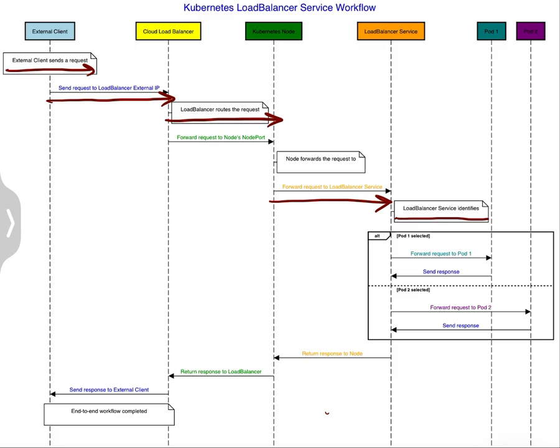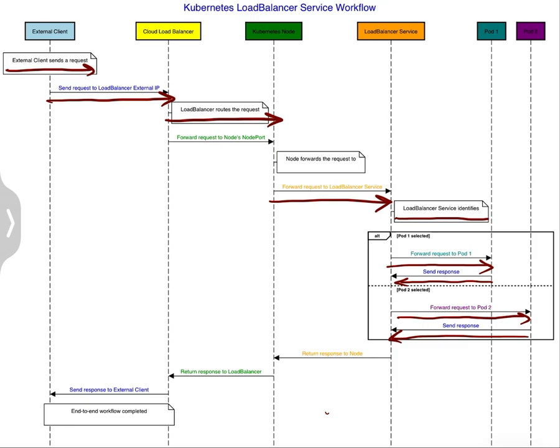5. Pod selection and request forwarding. The load balancer service selects one of the backend pods based on a load balancing algorithm, e.g. round robin or random. If pod 1 is selected, the request is forwarded to pod 1. If pod 2 is selected, the request is forwarded to pod 2. The selected pod processes the request and prepares a response.